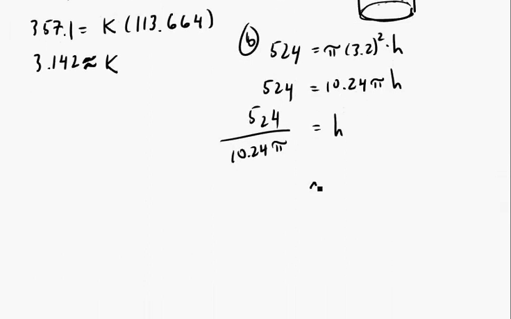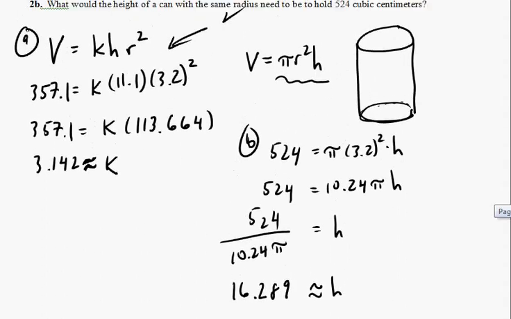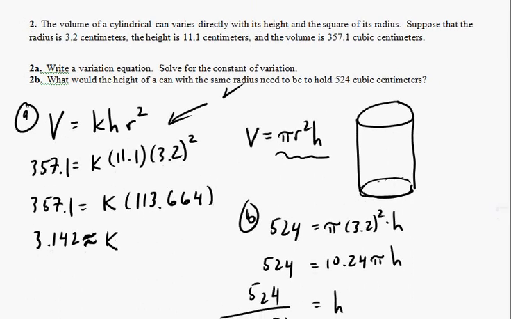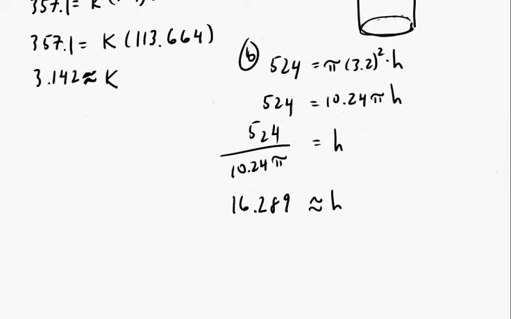And I'll go ahead and get a decimal approximation for this. 524 divided by 10.24 times pi is approximately 16.289. And if we go back to our units, you'll notice that these lengths were in centimeters. The height is a length, so this would be in centimeters.